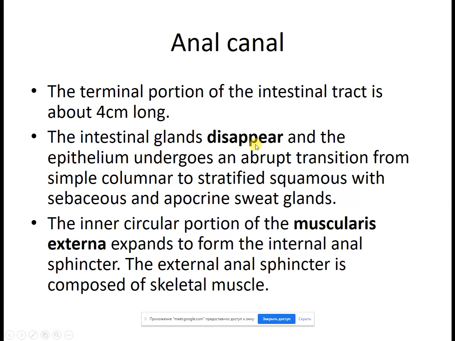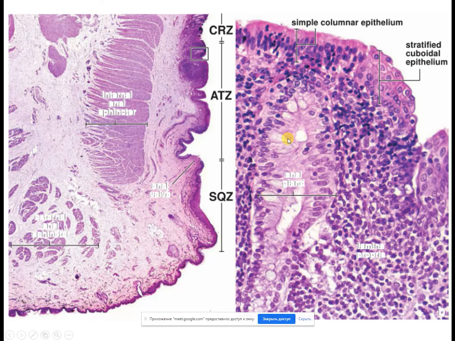Anal canal, which I have also explained. The epithelium changes. You see simple columnar epithelium, then stratified cuboidal epithelium, then stratified squamous epithelium. So simple columnar, stratified cuboidal, then here stratified squamous epithelium. Okay, what does CRG mean? I don't know, maybe it's from another language. Yeah, it's the columnar epithelium zone.